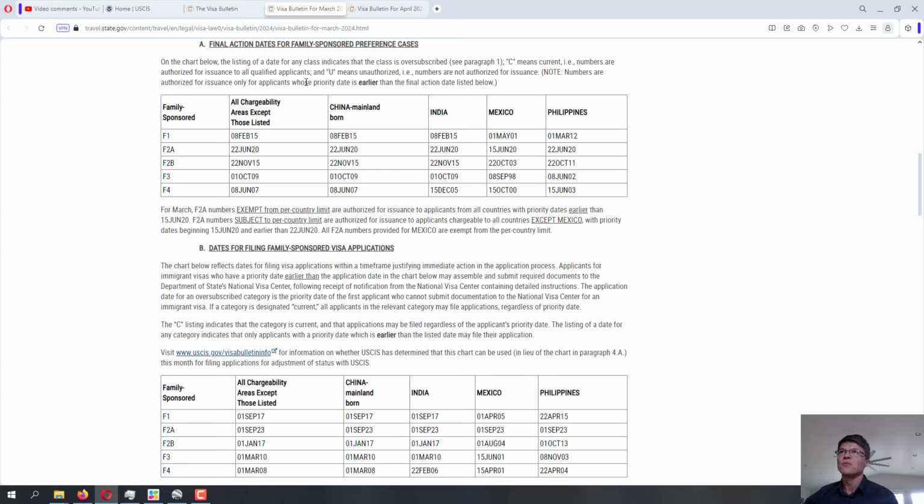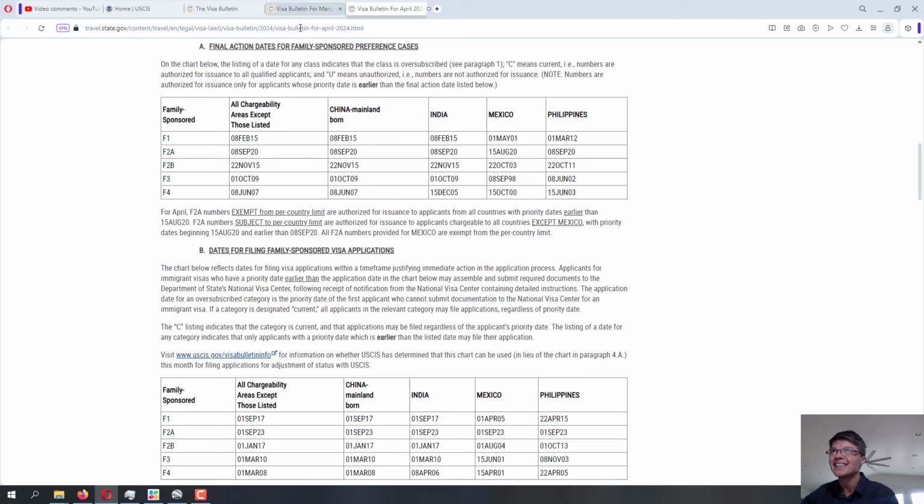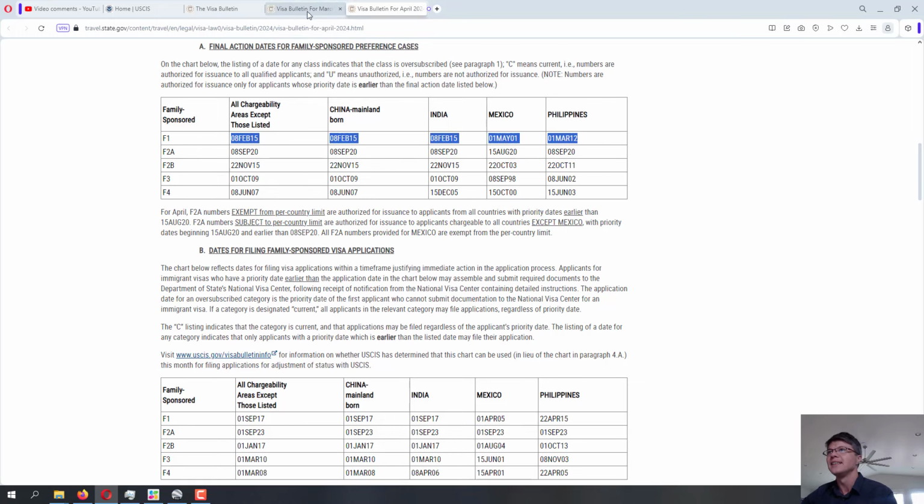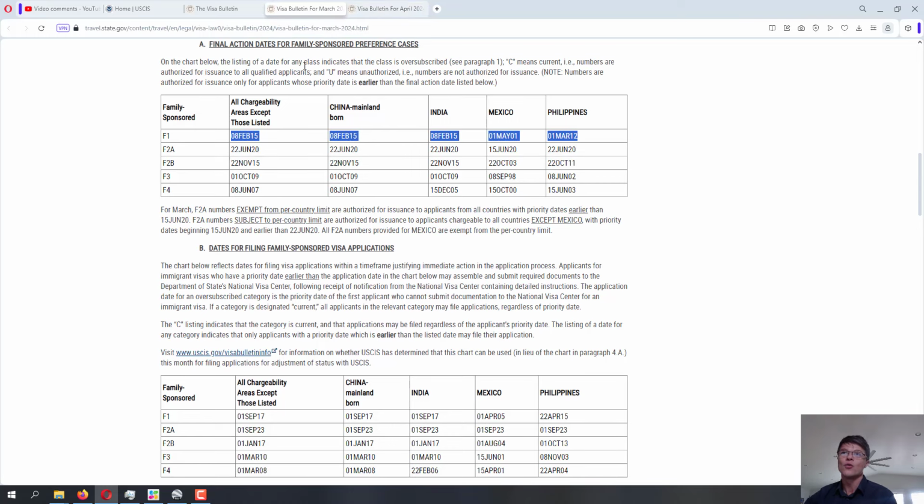Okay, so this is March 2024. I'm gonna highlight this row right here. For all chargeability, we got February 8, 2015. So no movement, it looks like, for all chargeability. Let's see China: no movement. No movement for India, for Mexico, and for the Philippines. So unfortunately, no movement for the F1 category. All right, let's move to the F2A now.